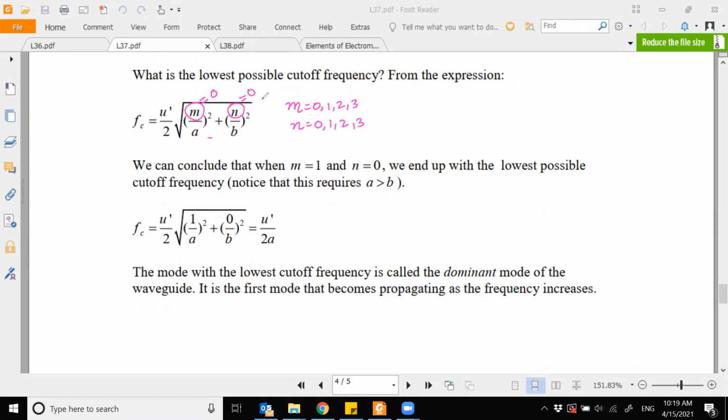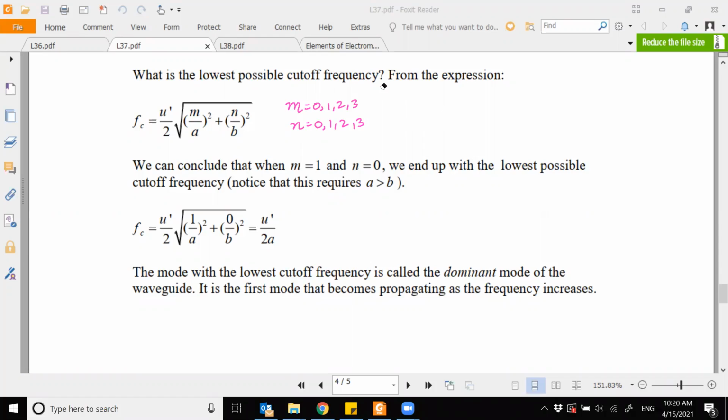So if I put M is equal to 0 and N is equal to 0 here, then my FC becomes 0. That is, my cutoff frequency is 0. What does that mean? That means no frequency can propagate through the rectangular waveguide, which is incorrect. So that's why I am again re-emphasizing: if you remember, Abdullah, I told you that M and N cannot be 0 together.